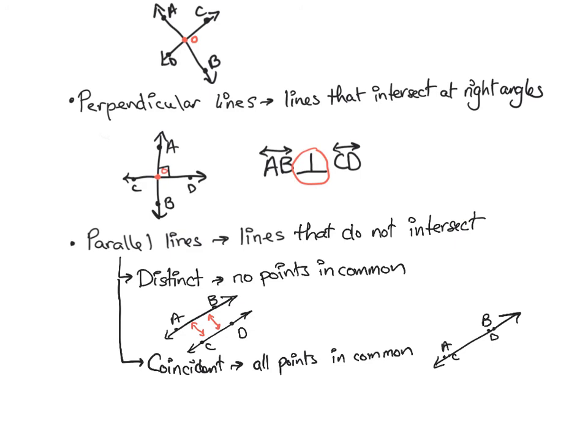And how do we write that lines are parallel? We write that AB is parallel, so it looks like two ones next to each other, to CD. And this here is the parallel symbol.